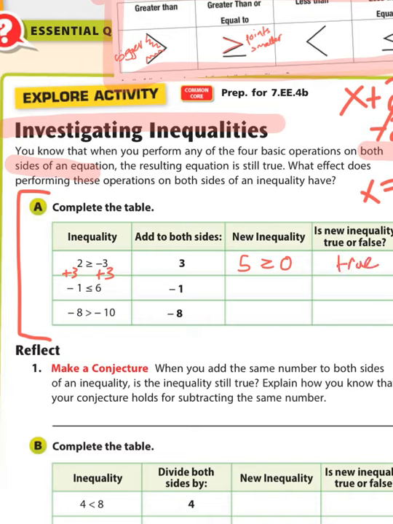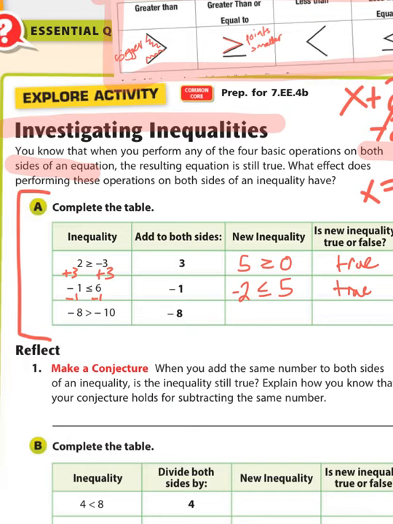All right, so now we're going to add -1 to both sides, or we're going to subtract 1. So let's subtract 1, subtract 1. -1 minus 1 is -2. Keep the sign the same. 6 minus 1 is 5. All right, is -2 less than or equal to 5? I think that is also true.